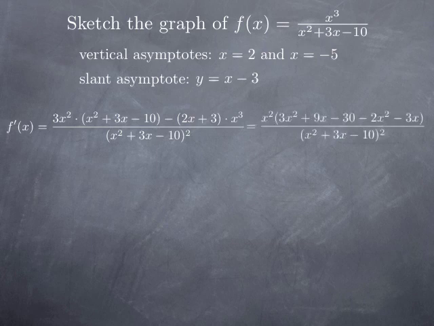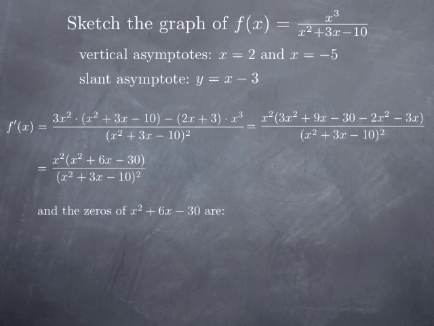You see that we can factor x squared in these two terms, and it is multiplied by 3x squared plus 9x minus 30 in the first term, and by negative 2x squared minus 3x in the second term. Simplifying the second term in the product at the top, we obtain x squared multiplied by x squared plus 6x minus 30, divided by x squared plus 3x minus 10 squared.